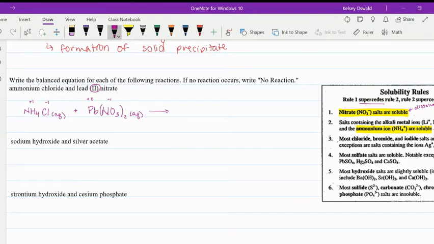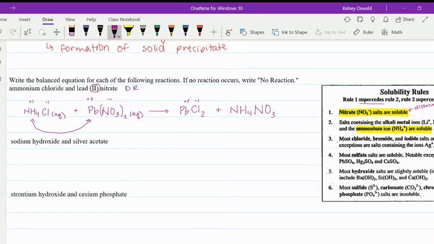Okay, so when we're looking at these, remember, these are all going to be double replacement reactions because we have 2 compounds. In a double replacement reaction, our 2 positively charged ions will switch. So now we'll have our +2 lead bonded to our -1 chlorine, because remember, opposites attract. And our ammonium NH4 bonded to our nitrate.